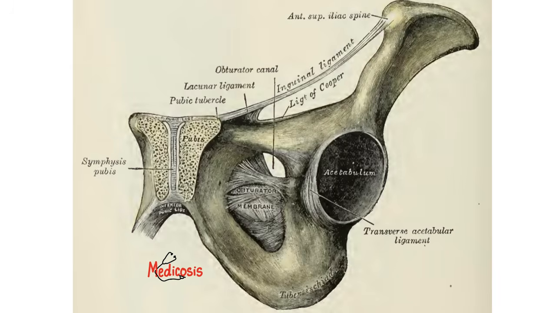This is the acetabulum, which will articulate with the femur, forming the hip joint. This is the obturator canal, which is an opening in the obturator membrane, which is a membrane in the obturator foramen. How about this canal?